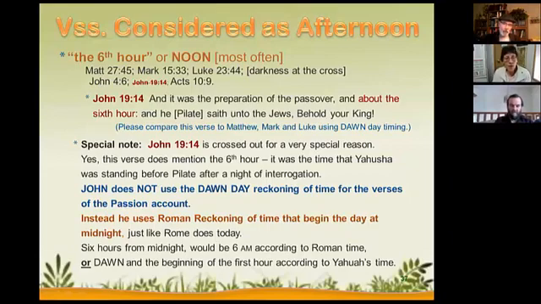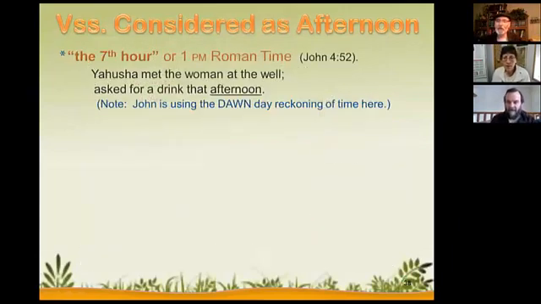Another thing I want you to remember is that John does use the dawn day reckoning of time everywhere else in his book, not for the Passion account. Let me make sure that I get this right in my understanding.